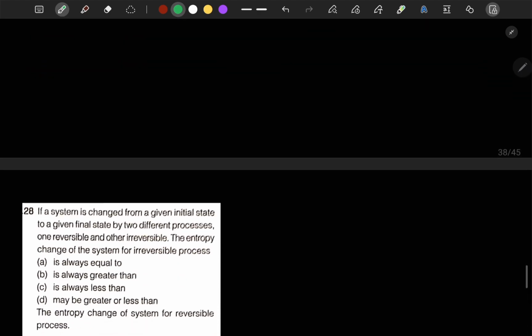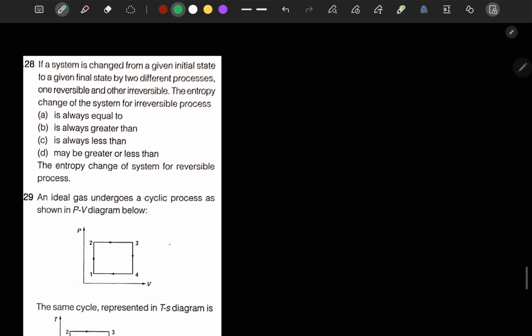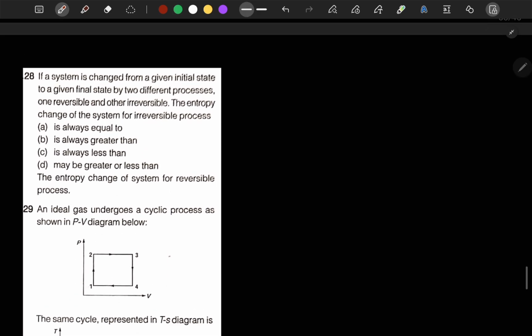Now if you move to the next question, question number 28, it is given that a system is changed from a given initial state to a given final state by two different processes, one reversible and the other irreversible. The entropy change of the system for the irreversible process is always equal to what? Here two things are mentioned: the system is changed from an initial state to a final state by two different processes, one reversible and one irreversible.